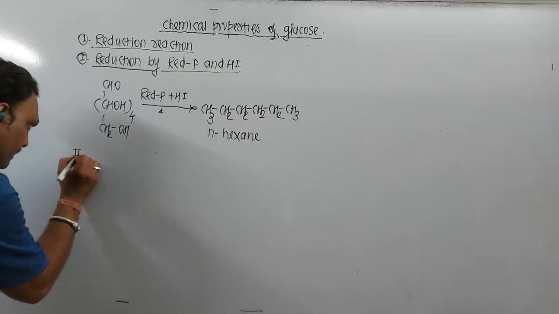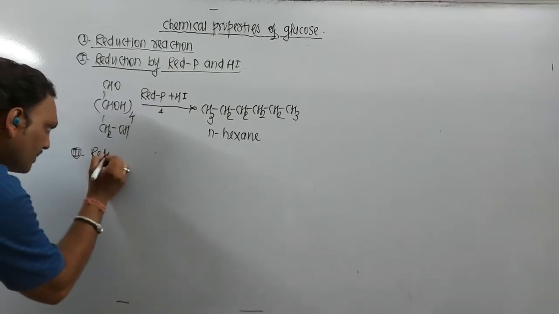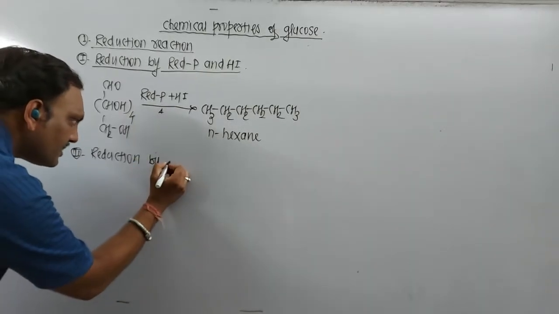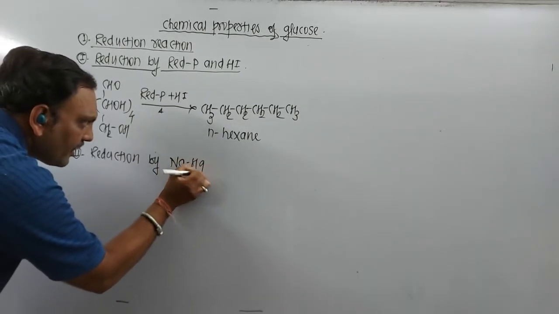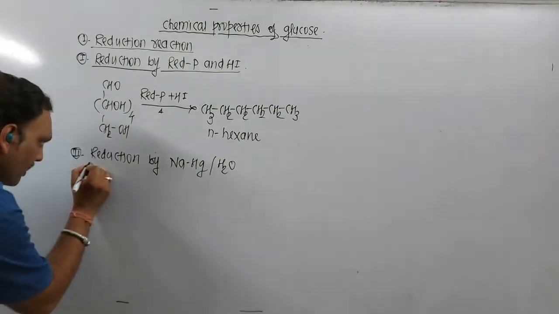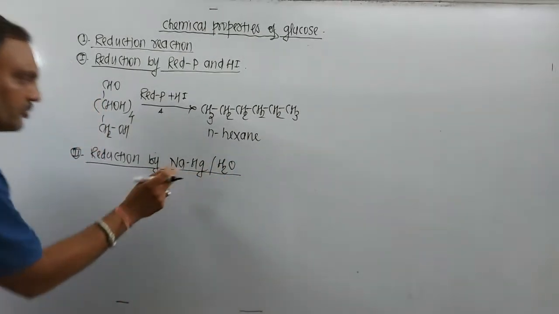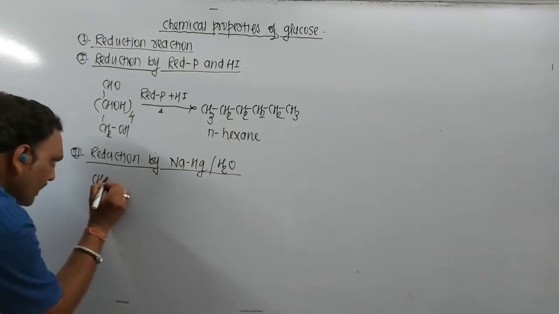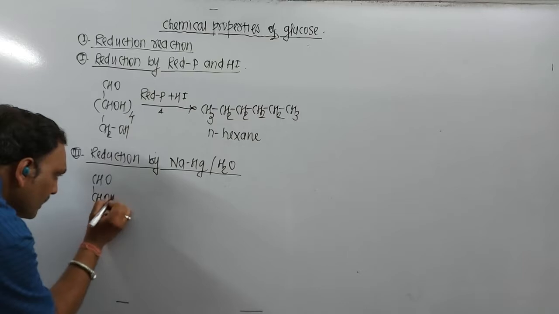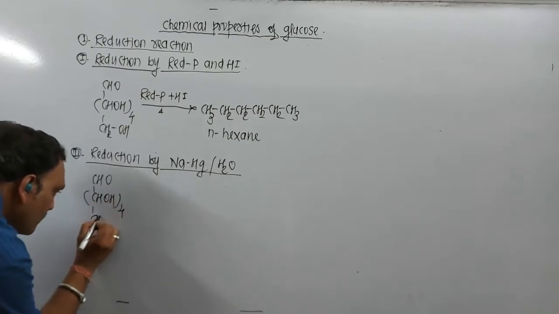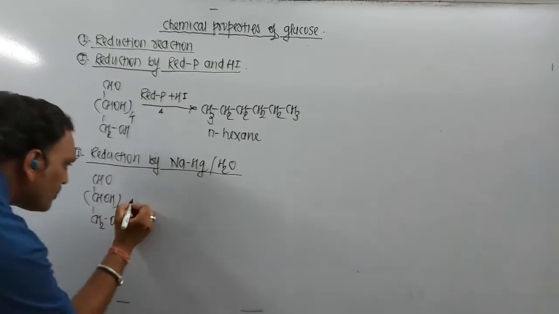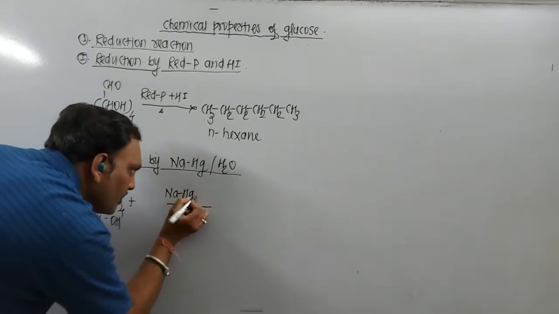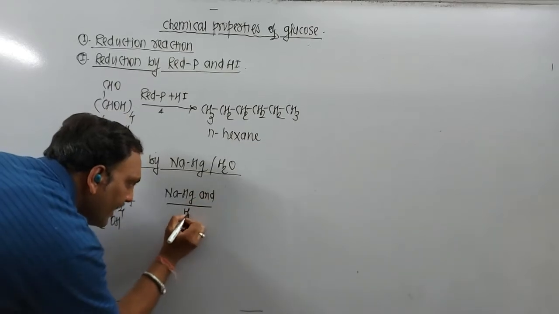Now, if the same glucose is reduced by using sodium amalgam and water. So let's see reduction by sodium amalgam and water. Remember, when we reduce glucose using this, then sorbitol is obtained. So glucose can be given as CHO, CHOH by 4, CH2OH. This is glucose. Now, when we reduce the same glucose by using sodium amalgam and water.